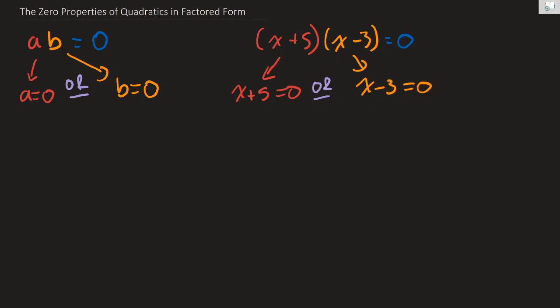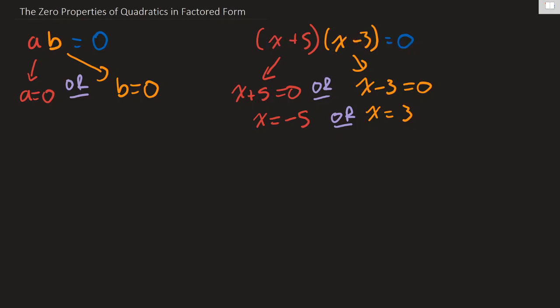Now from one-step algebra, the inverse of plus 5 is minus 5, so this ends up being x equals negative 5, or x equals 3. And those are the two possible values that make either of these factors equal to 0. If x is negative 5, then negative 5 plus 5 is 0, and anything times 0 is 0. Similarly, 3 minus 3 is 0, anything times 0 is 0.